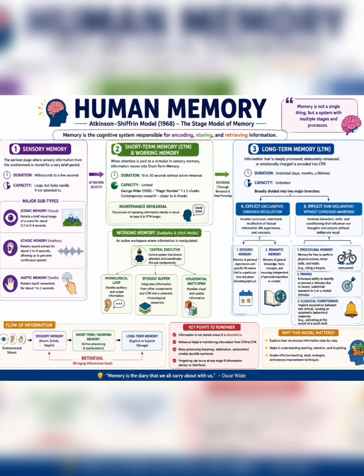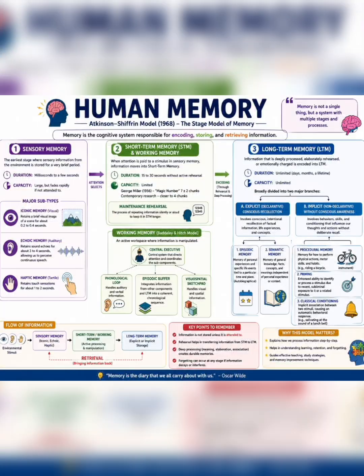So, have you ever wondered how your brain manages to remember a phone number just long enough to write it down, keep track of what you read a few seconds ago, and yet somehow perfectly retain the vivid imagery of your 10th birthday party? Memory isn't a single uniform bucket where we throw our thoughts. As the quote in the top right of the slide beautifully puts it, memory is not a single thing, but a system with multiple stages and processes.